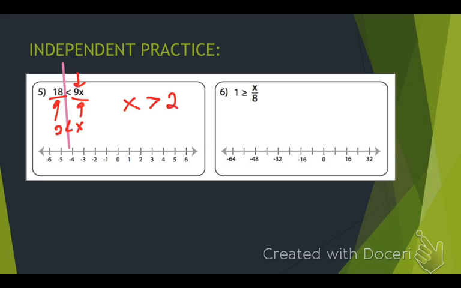You need to go ahead and find it. You should have found 2. It's an open circle. We're going to the right and graph it. And yeah, we're done. Boom. We're done. Next one. All right.